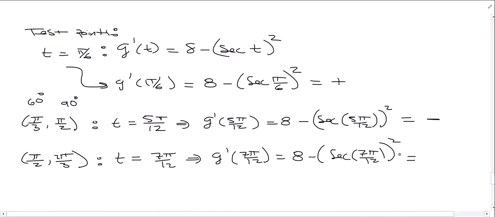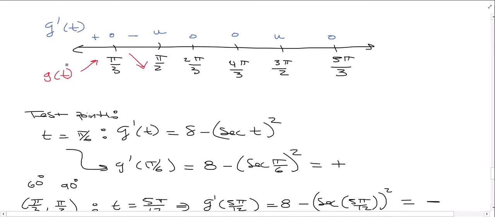Square is going to be bigger than 8, so you're still going to get a negative here for this derivative. And so that means the derivative here is negative, which means that the function continues to decrease. Which makes sense because at pi over 2, this is undefined.